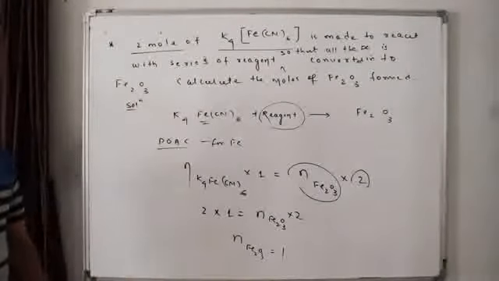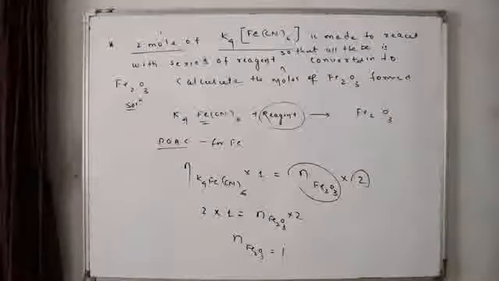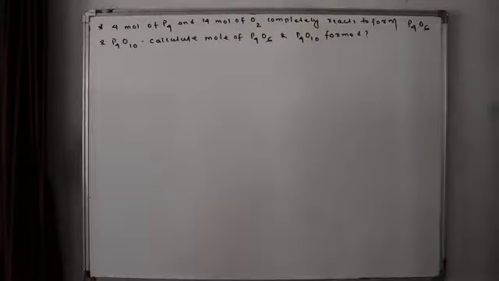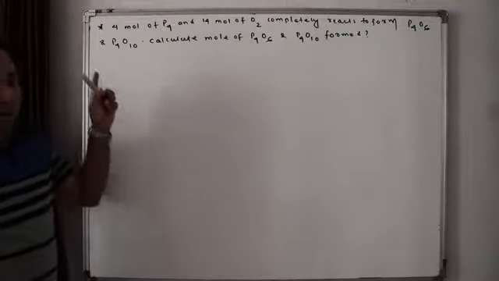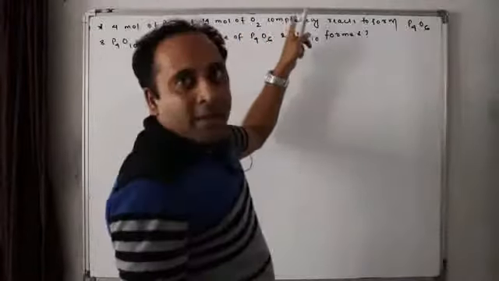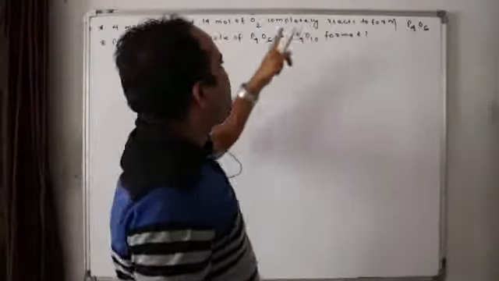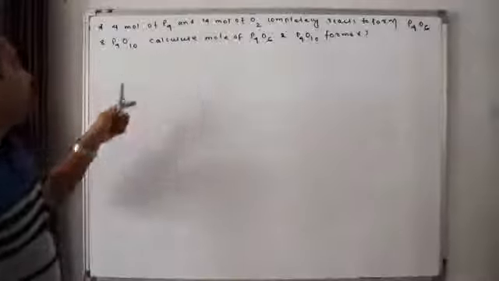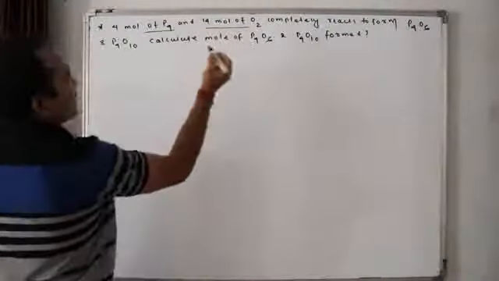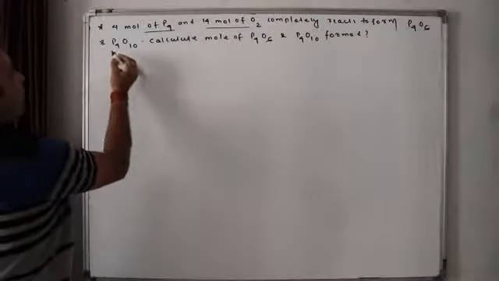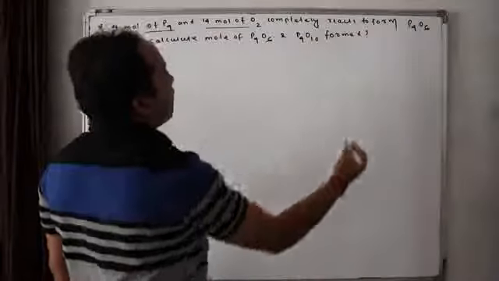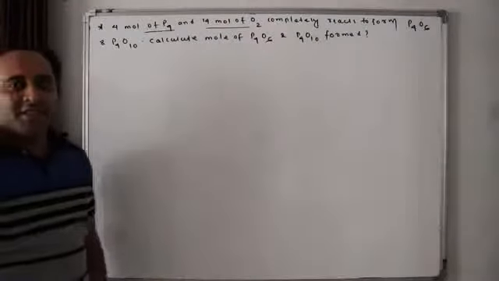Now, the next question is a very nice question. It is a bit lengthy one. We'll do it. Now, look and read out this question. 4 moles of P4 and 14 moles of O2 completely react to form P4O6 and P4O10. Calculate the moles of P4O6 and P4O10 formed. Isn't it? This is the question.